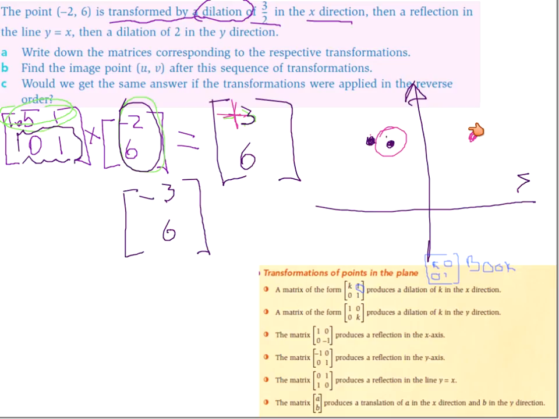So the total distance is 5. So negative 2 times 3/2 gives you negative 3. Okay, that's right. So that's all good.